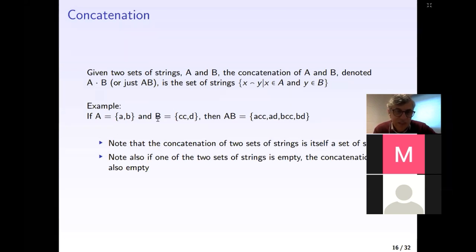I have a set of strings A, a set of strings B, and then I generate a new set of strings. Note also, if one of the two sets of strings is empty, the concatenation is also empty. That's a very important thing.